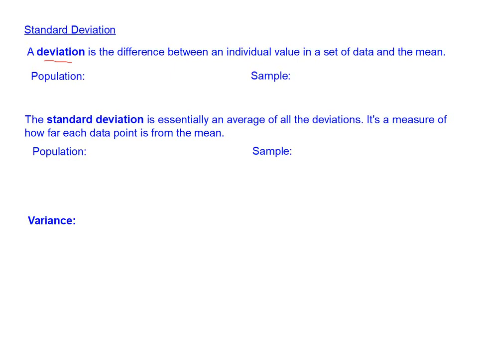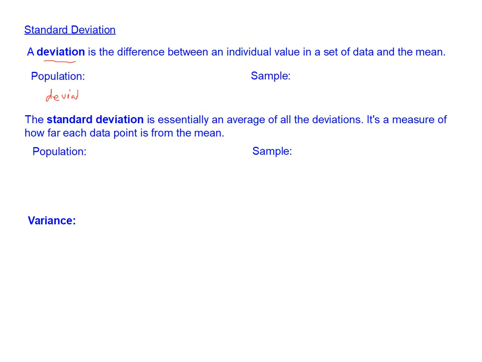So a deviation is really just the distance between an individual data point and the mean itself. So an individual value in the set and the mean. So we calculate the distance between those two. There are two ways to look at deviation, one for a population and one for a sample, because we talked earlier about how a sample mean and a population are a little bit different. Not a lot, but a little bit, and that causes us to have a deviation that's a little bit different.